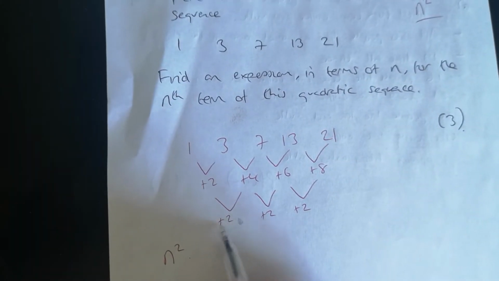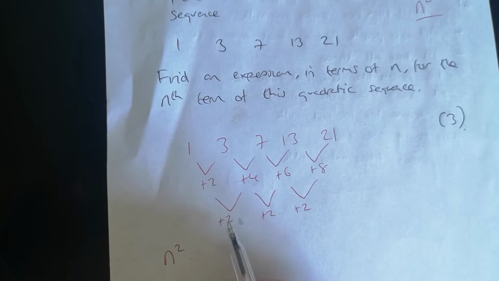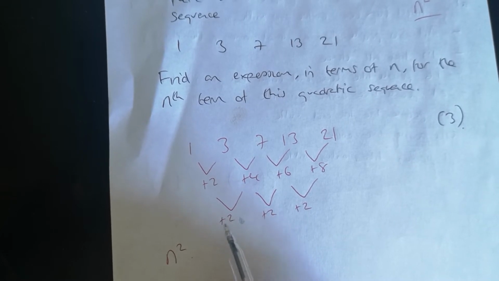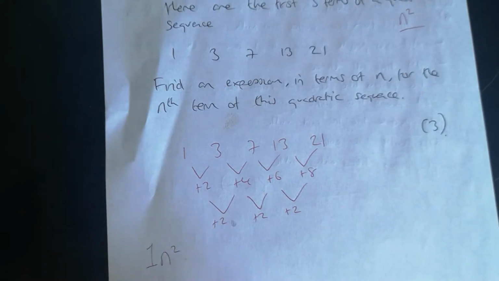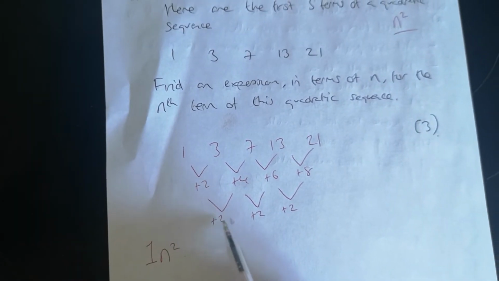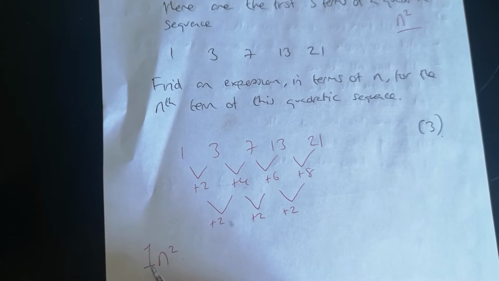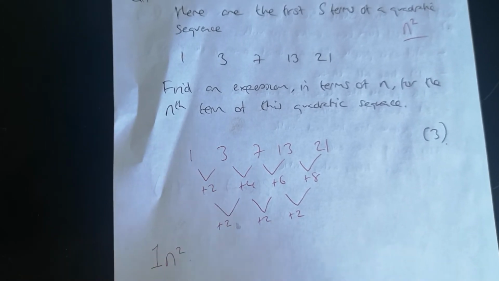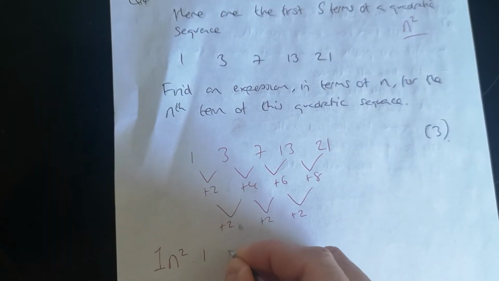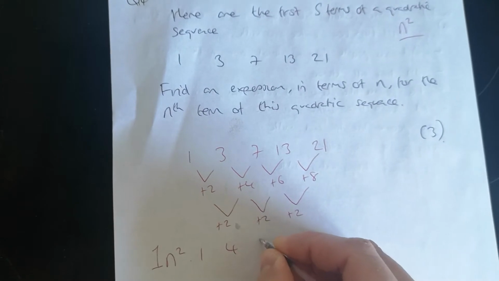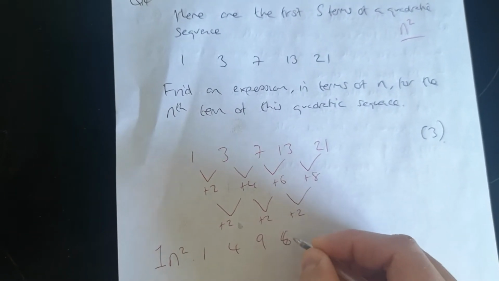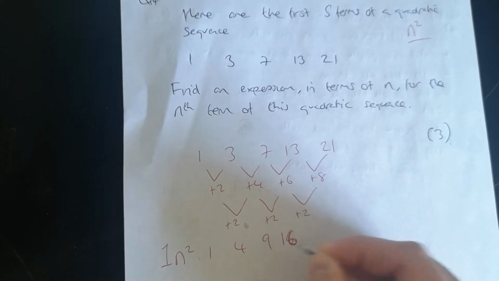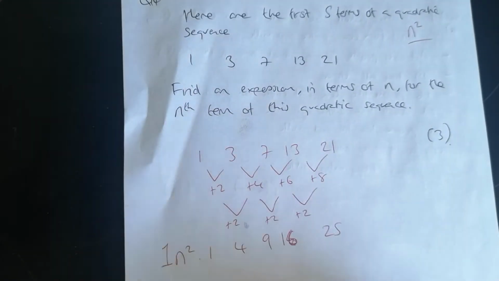Because that value is plus 2, we halve that value to make it 1, and that's your coefficient of n squared. So it's 1 n squared. If that was plus 4 each time, then it'd be 2 n squared because you have to halve the value. I'd then write down the square numbers, to be honest: 1, 4, 9, 16, 25.